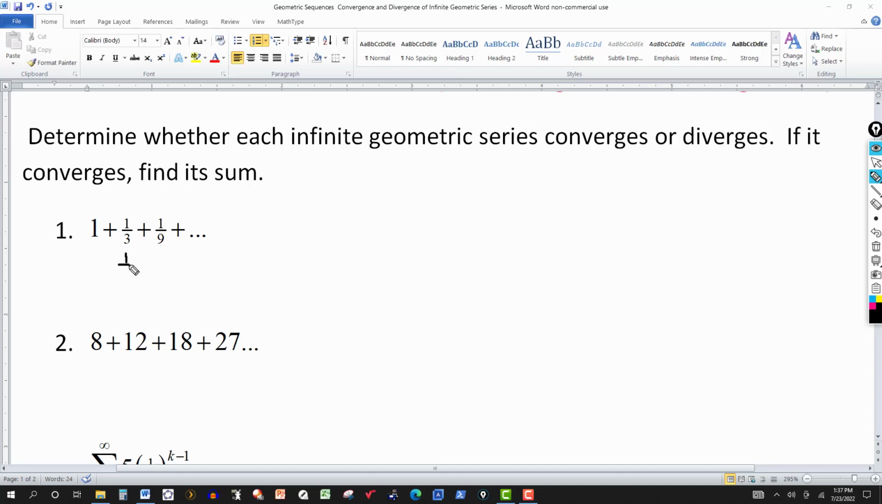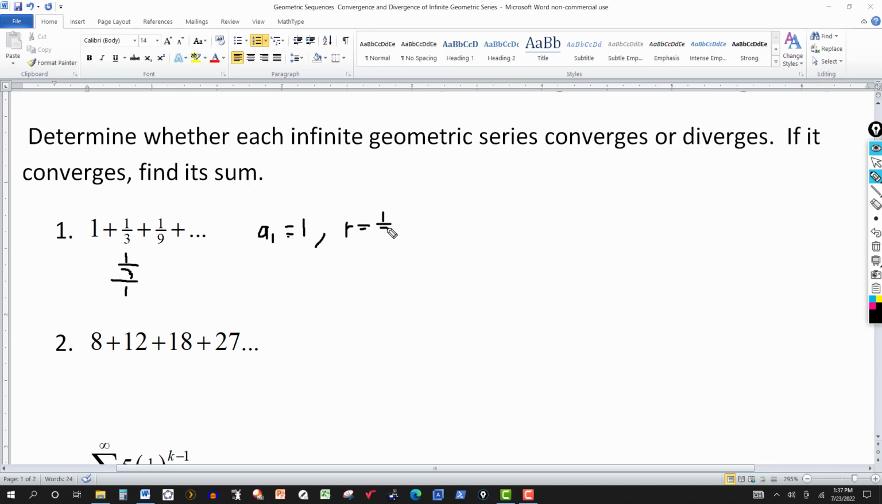So we can say 1/3 over 1. Or if you can figure out what you're multiplying by, well, you can see 1 times 1/3 is 1/3. 1/3 times 1/3 is 1/9. And then 1/9 times 1/3 is 1/27. So it should be clear that the first term is 1. And the common ratio is equal to 1/3.